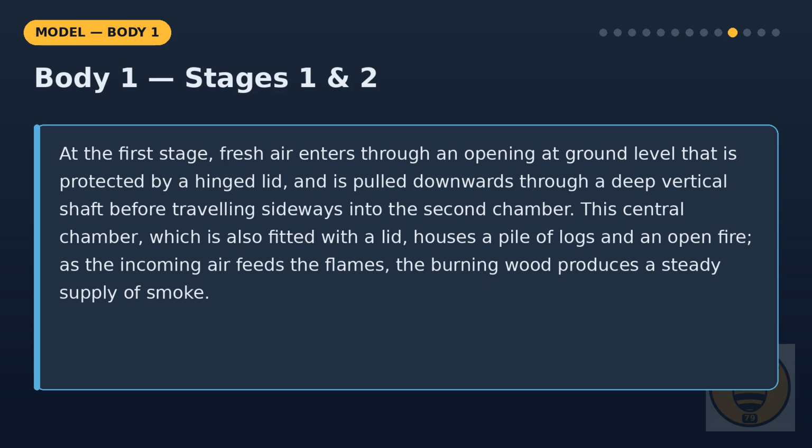Body paragraph 1, stages 1 and 2. At the first stage, fresh air enters through an opening at ground level that is protected by a hinged lid, and is pulled downwards through a deep vertical shaft before traveling sideways into the second chamber. This central chamber, which is also fitted with a lid, houses a pile of logs and an open fire. As the incoming air feeds the flames, the burning wood produces a steady supply of smoke.